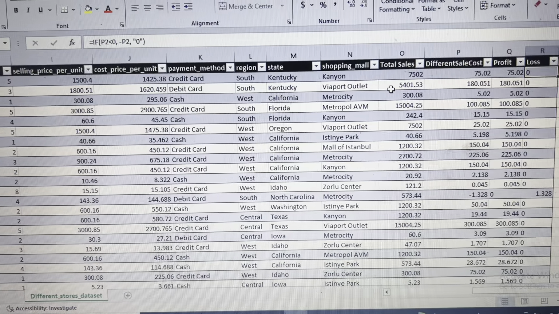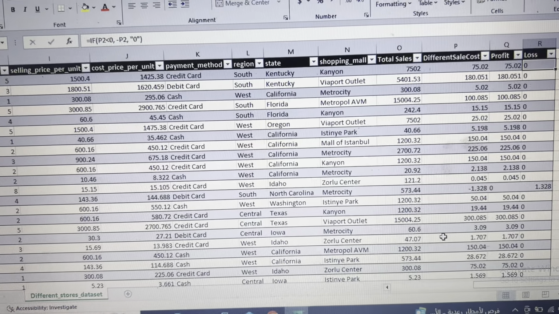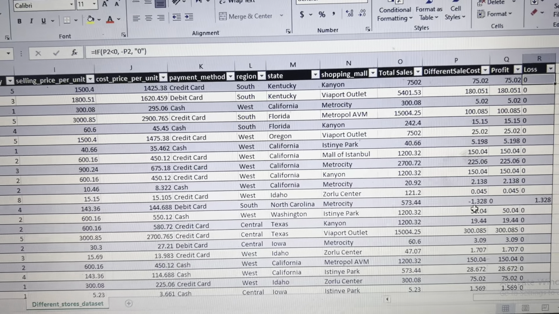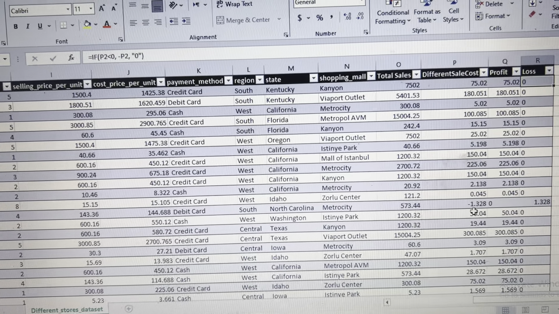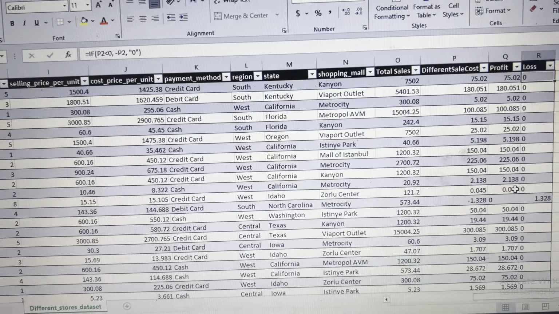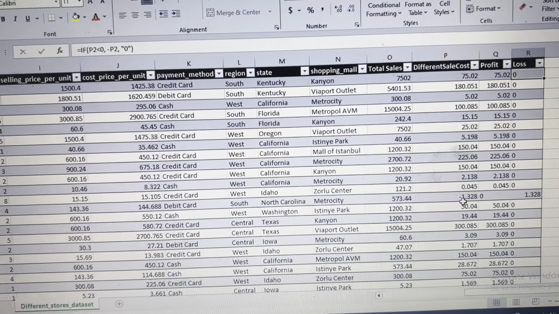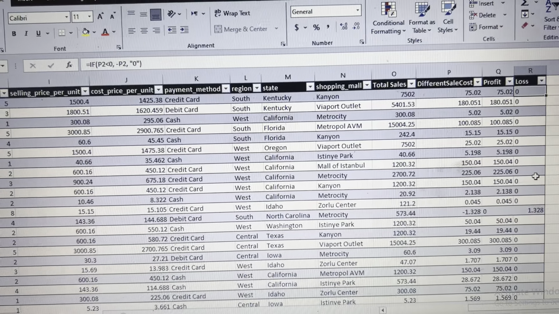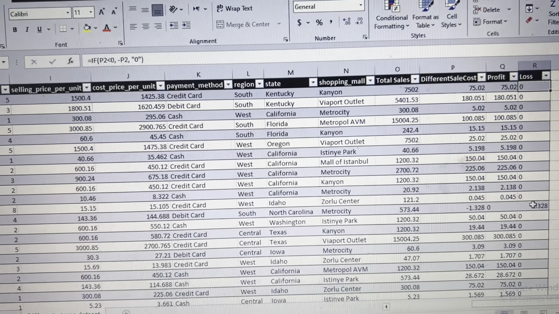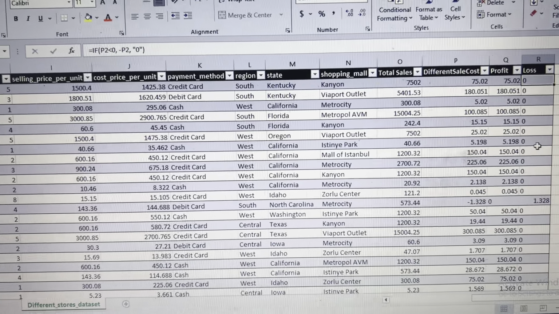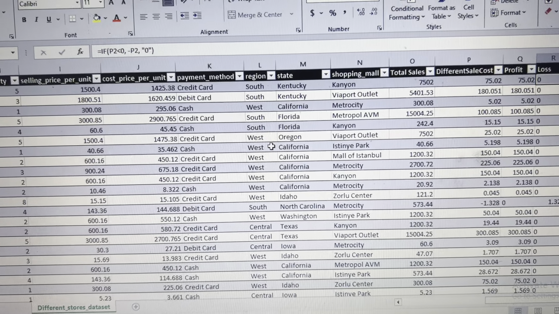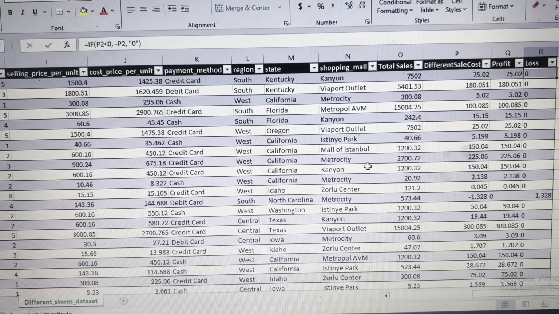Why not positive? Because if, like, negative 1.328, if you write it in negative, it will be positive, because negative times negative equals positive, so it will get the loss. But if you write it as it is, then if we write the negative at the loss, then it means that it's a profit. That's why I added it as negative. And if it's not, we write 0.